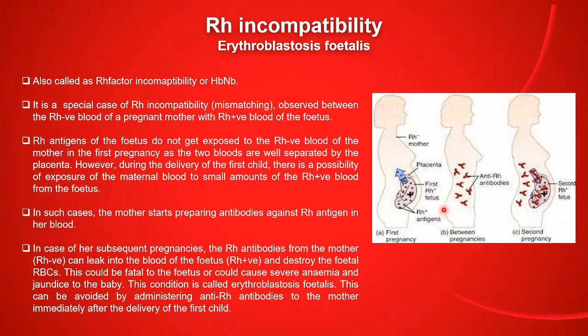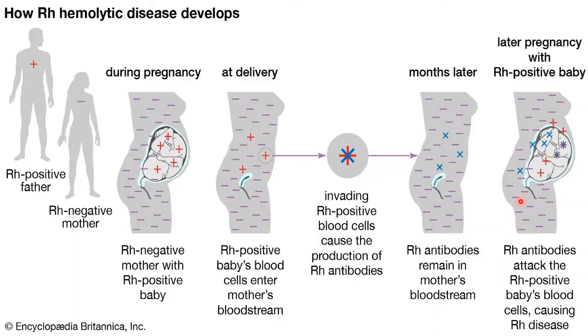So the first child. What will happen if we administer these anti-Rh antibodies? They will neutralize the Rh antigens. After the neutralization, subsequent pregnancies and deliveries will not have any of these issues. Here, Rh positive father, Rh negative mother, so an Rh negative mother with an Rh positive baby.